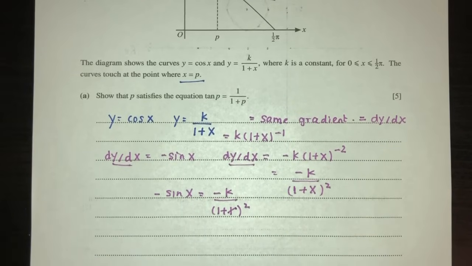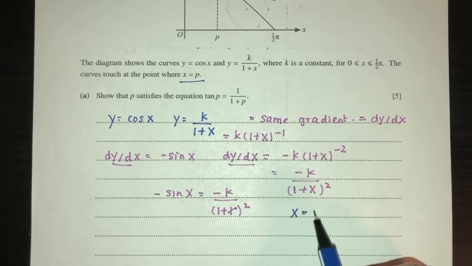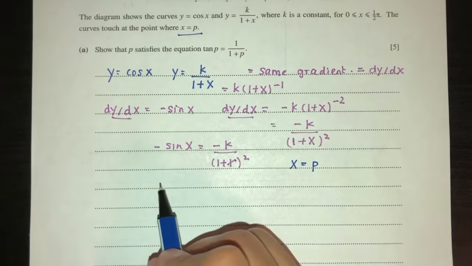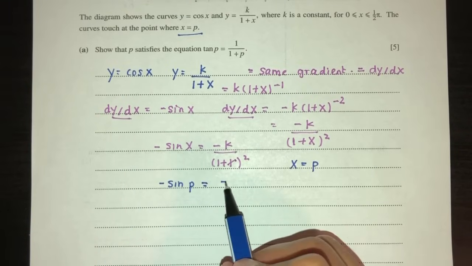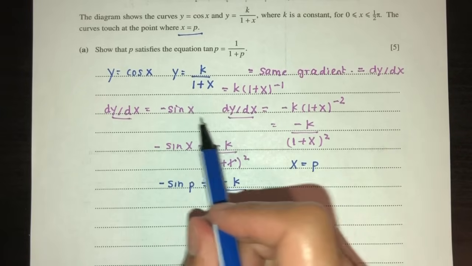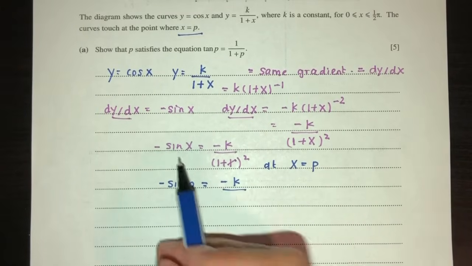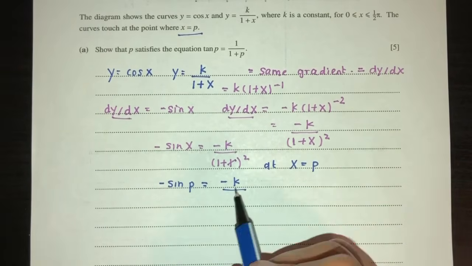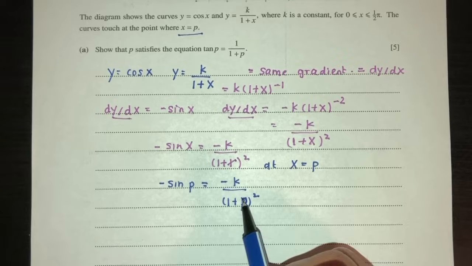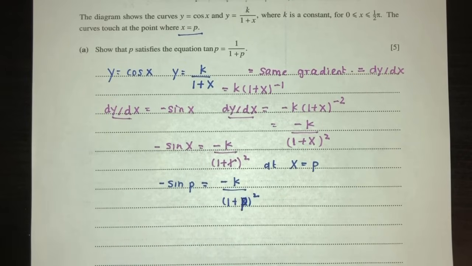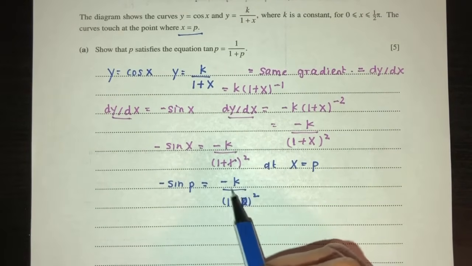So now what can we do is, as we know, they meet at the point x equal to p, so replace x by the value of p. So you have minus sine p is equal to minus k over 1 plus p squared. So basically this is the same at this point. So at x equal to p they meet, because they have the same gradient at this point. So now we have this equation. We have to simplify further to have this value. So if you observe, we have to eliminate this k.